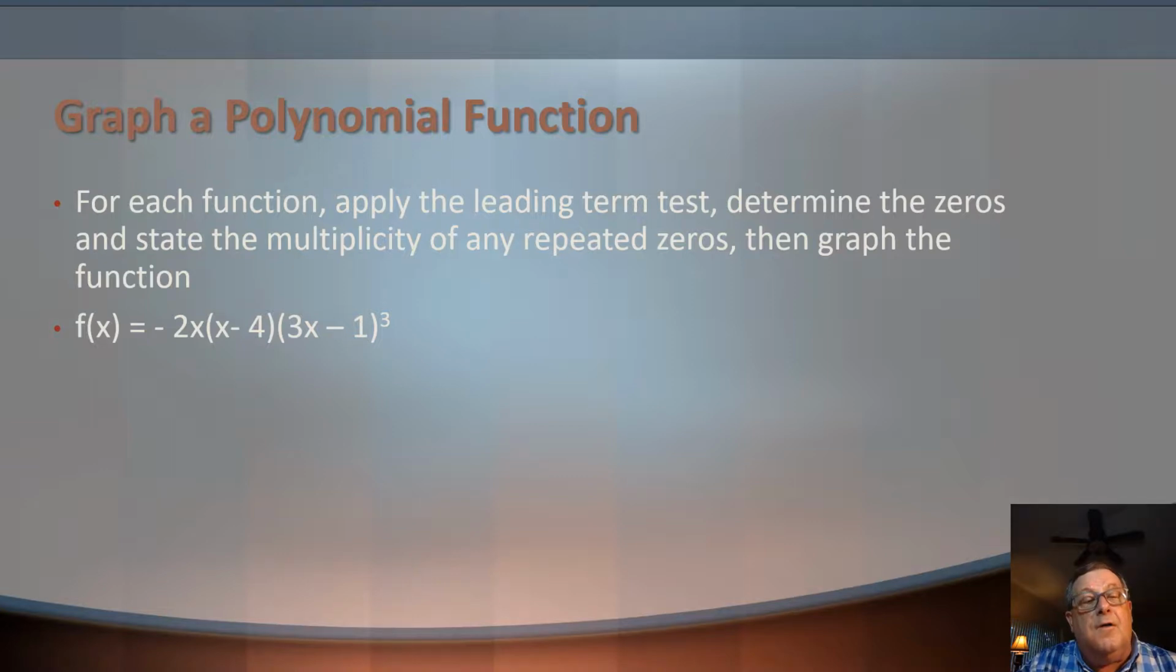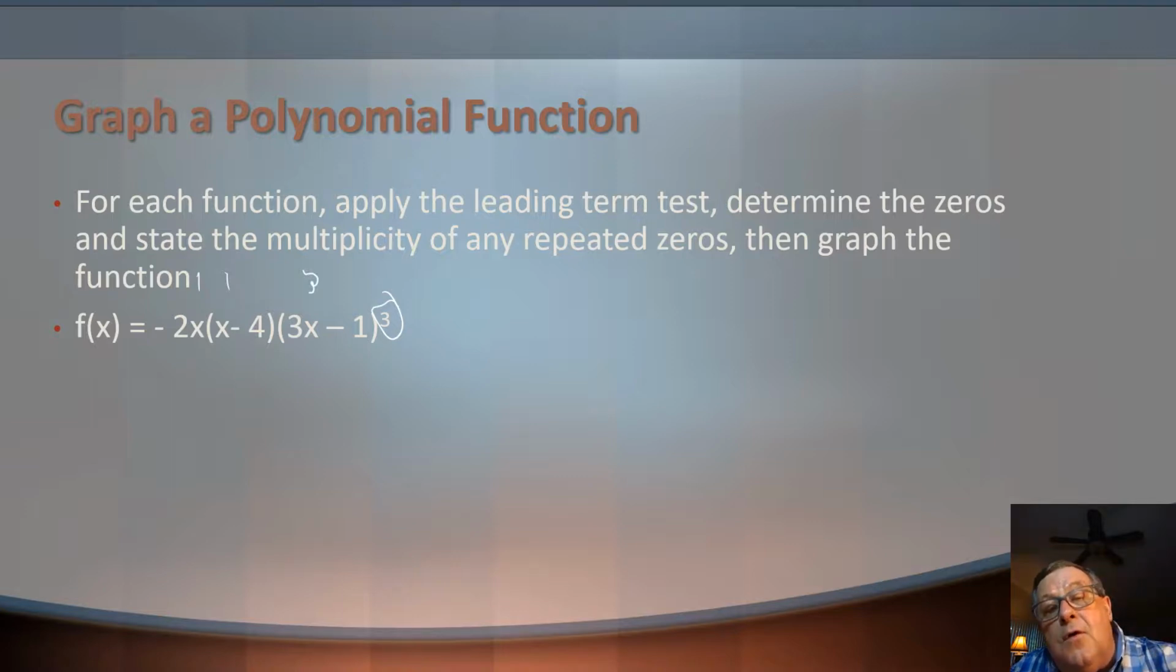Well, this first function, f of x equals negative 2x times x minus 4 times 3x minus 1 cubed, is already factored for us. But in applying the leading term test, you have to think about this. I have negative 2x times x, so that'd be x squared, right? And this 3x minus 1 is cubed. If I were to FOIL and cube all that, that would be 3x cubed. So here's 1, here's 2, here's 3.